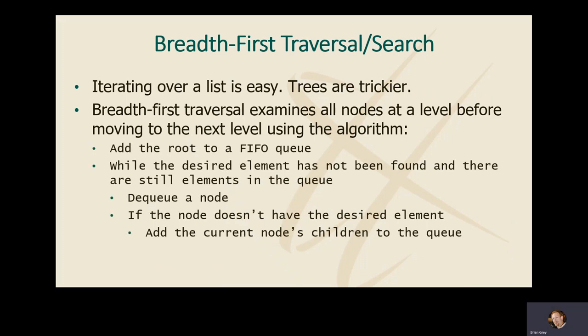We can use this breadth first search or breadth first traversal algorithm if we want, where we add our root to a FIFO queue, and then while we haven't found the element we're looking for, we dequeue a node from that queue, and if that node isn't the desired element, we add the current node's children to the queue and go next, next, next, next, next. This is sort of the linear equivalent in a tree of moving through your list.